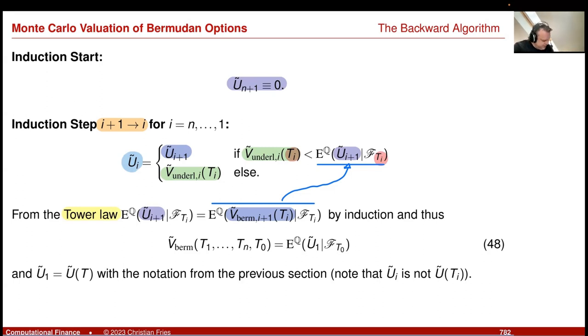Because if you apply the conditional expectation here, you have a conditional expectation here, and then by backward induction, this is just deciding between the Bermudan value and the underlying value. So if you go now backward over all those times, I arrive in time t1. And then I have the final result that the expectation of the u1 is just the value of the Bermudan with all the exercise dates.